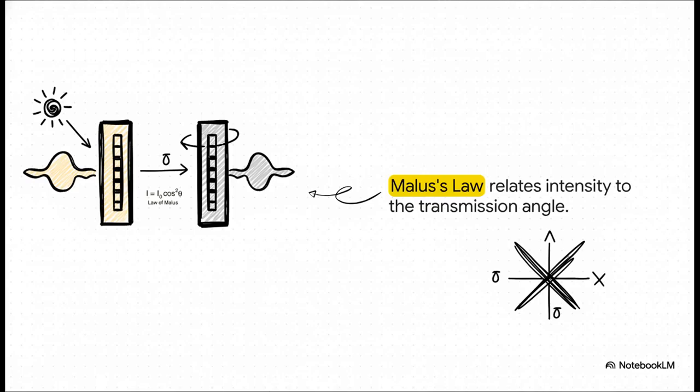What this brilliantly tells us is that when completely plane polarized light passes through an analyzer, the intensity of the transmitted light, that's I, varies directly with the square of the cosine of the angle theta between the transmission axes of the polarizer and the analyzer. If that angle theta hits exactly 90 degrees, cosine becomes 0 and literally no light passes at all.